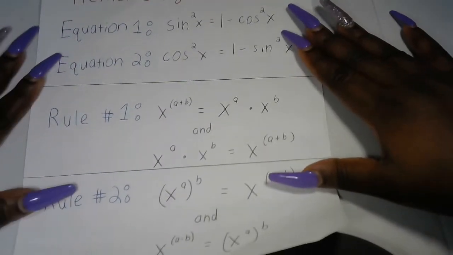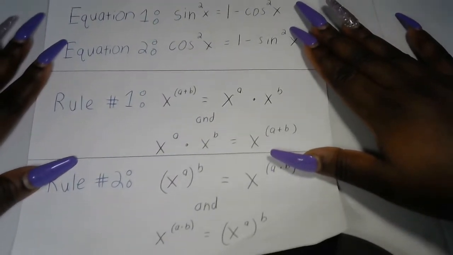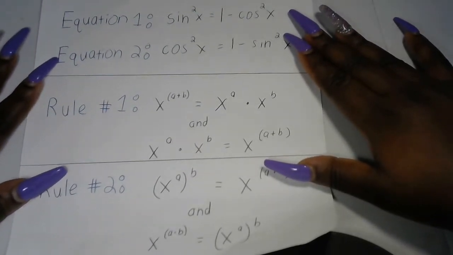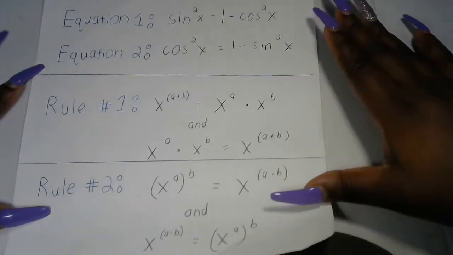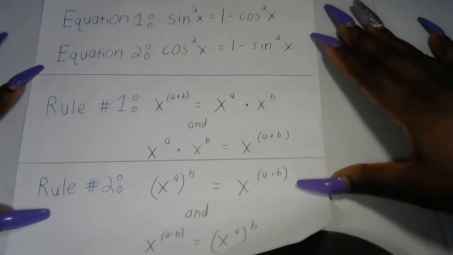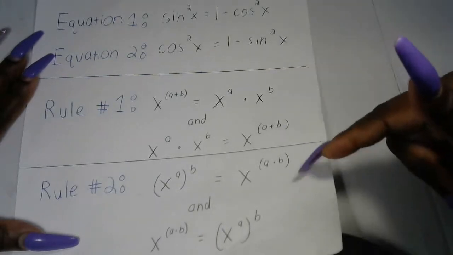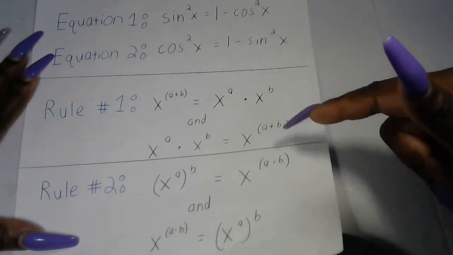So I'm going to put them in the frame here, and you guys can pause the video to write them down, because this is very important. This is what I'm going to be referring to as equation 1 and equation 2, rule 1 and rule 2.